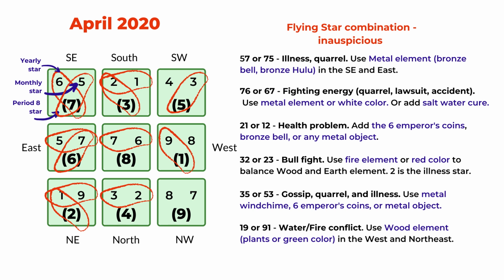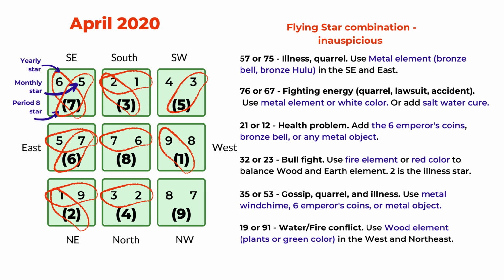And the number 2 is the illness star. And in April, this star flies to the north. And the north is also the Tai Shui area for this year. So we should avoid any construction in the north, especially in the month of April.